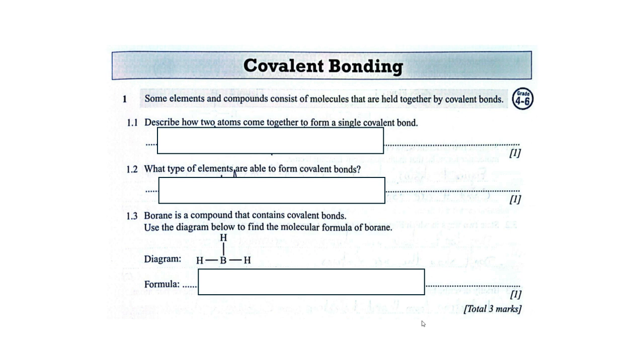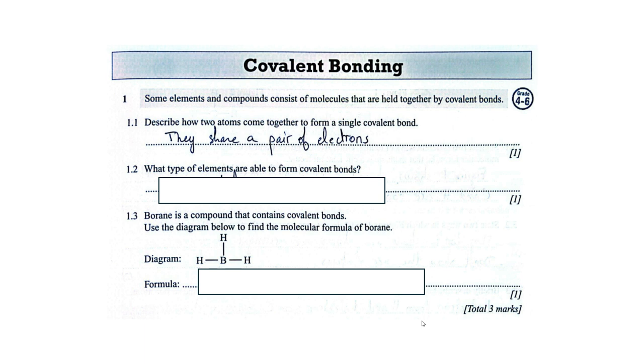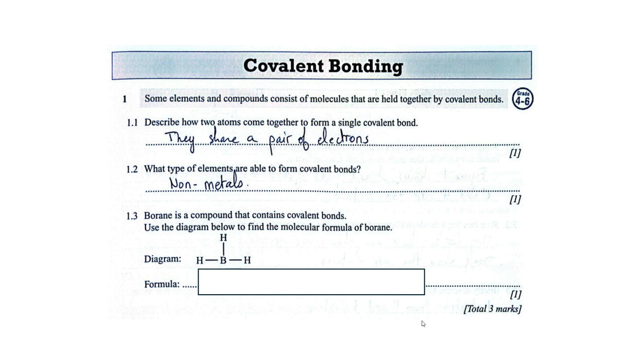Some elements and compounds consist of molecules that are held together by covalent bonds. Describe how two atoms come together to form a single covalent bond. Each atom is going to share one of its electrons with the other atom in order to share a pair of electrons. And this pair of electrons is the covalent bond. What type of elements are able to form covalent bonds? Non-metals. Okay, so non-metals together are going to form covalent bonds. They're just missing a few electrons on the outer shell, so they're going to share it.